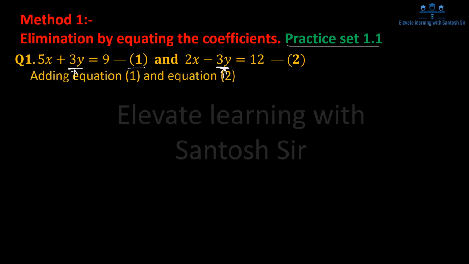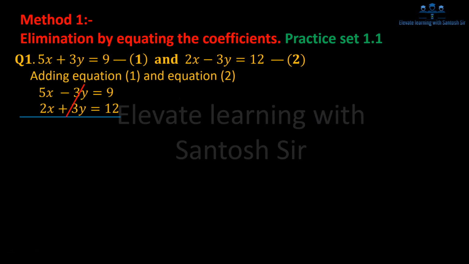So when we do this, adding equations 1 and 2, we'll write the first equation, we will write the second equation. Now minus 3y and plus 3y can get cancelled. 5x plus 2x will give us 7x, and 12 plus 9 will give us 21. So we will get 7x is equal to 21. Now we can easily shift 7 on the other side to get the value of x as 3. As soon as I get the value of x as 3, I can use this value of x in any one of the equations given above.